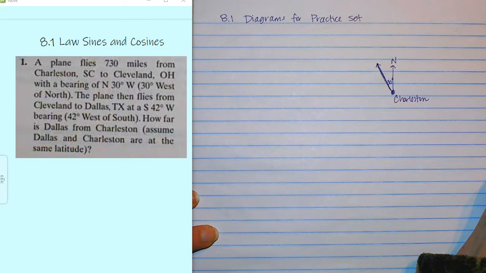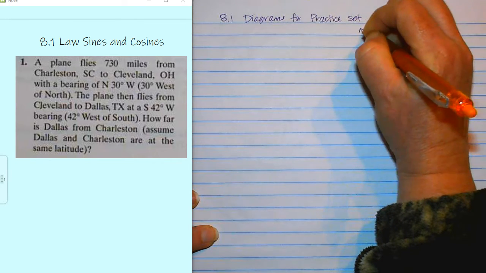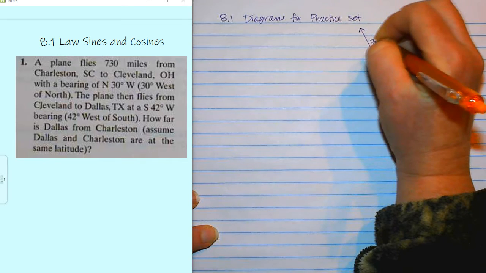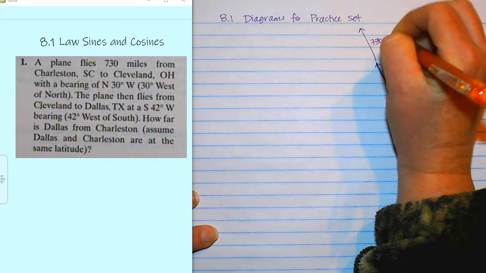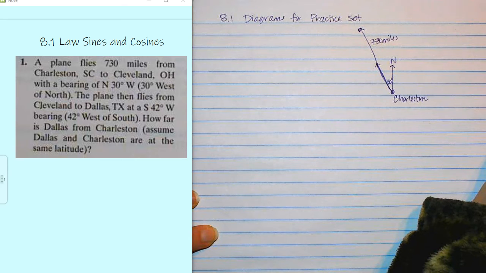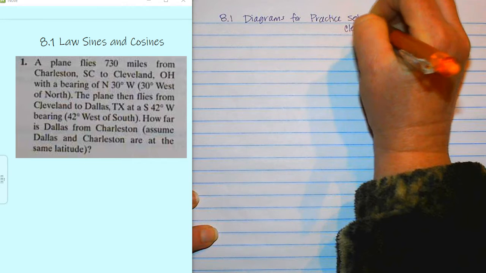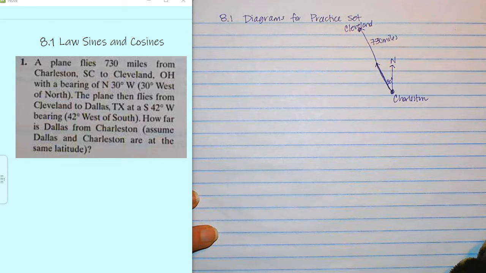And it says the plane flies 730 miles. So I'm going to continue this line, and it flies 730 miles. Okay, so this is where it flies, and it's Cleveland. Okay, so how about that? Does that make sense? Hopefully, because this is a video and you can't really answer me.